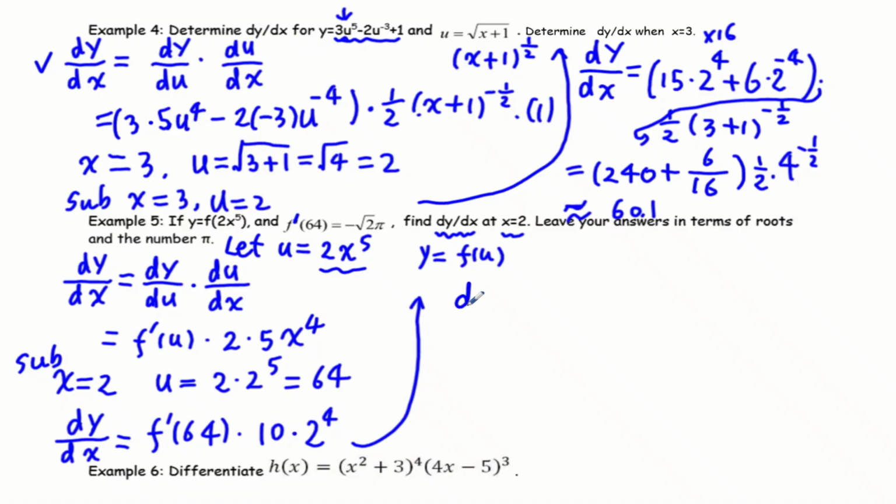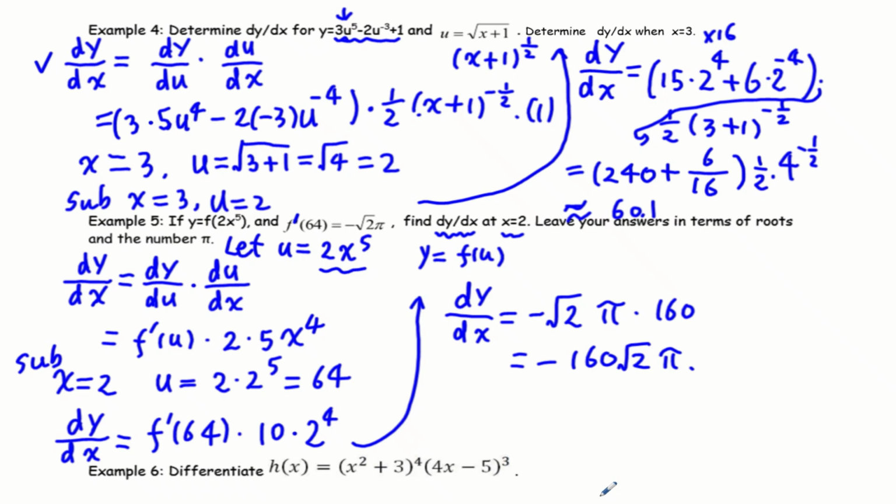Then dy over dx equals f prime of 64, which is given as negative square root 2 times pi, then times 10 times 2 to the exponent 4, which gives us 160. So we could just leave it in this way in terms of roots and the number pi, so we don't have to do the further evaluation. Okay, this is done.